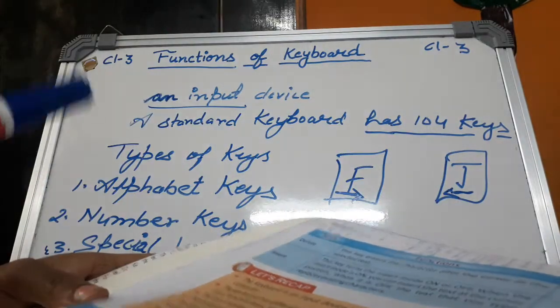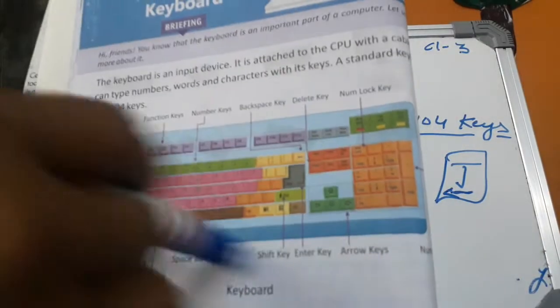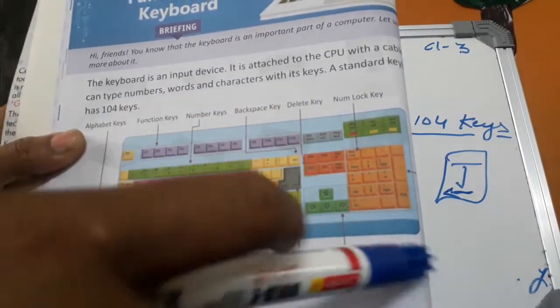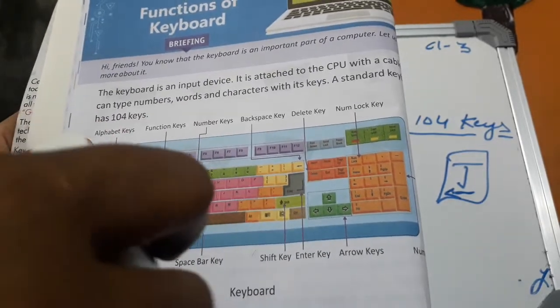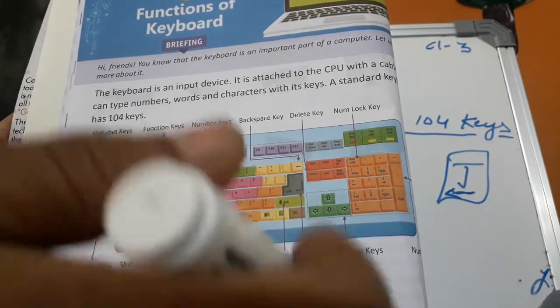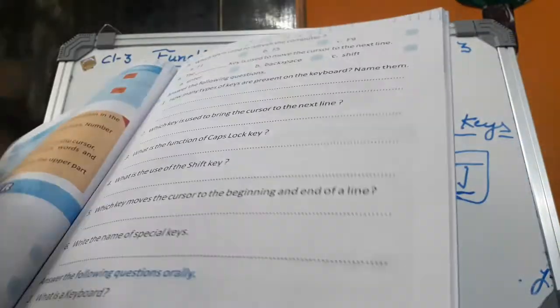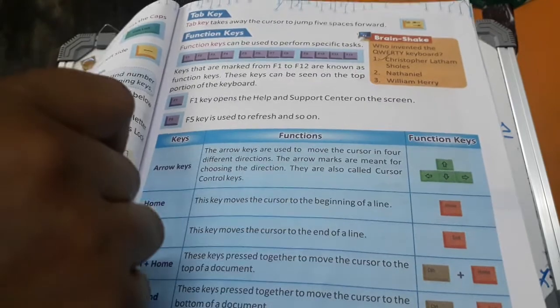Now your chapter is completed. Today you learned about the keyboard of the computer. The keyboard contains various types of keys: alphabet keys, special keys, number keys, function keys. You have to learn these keys and their work also.